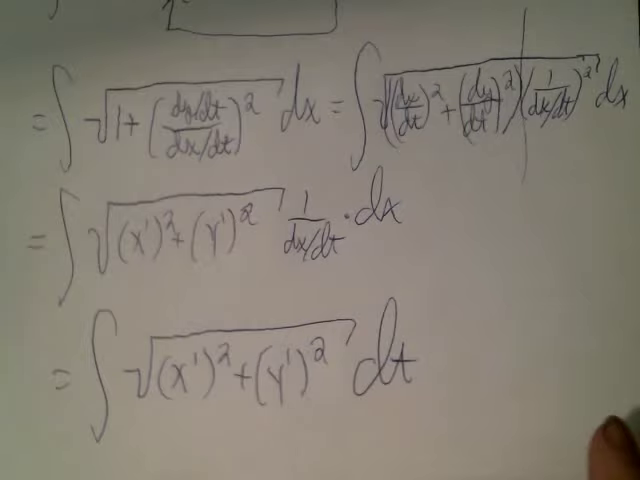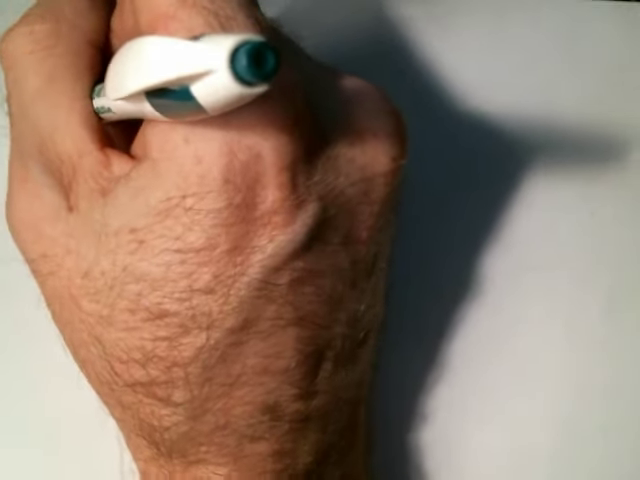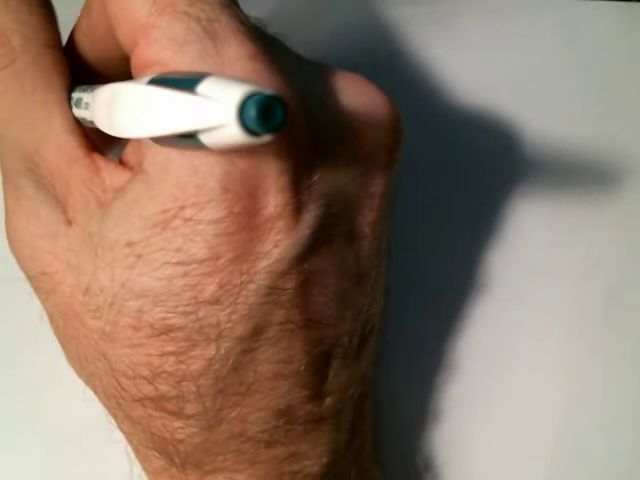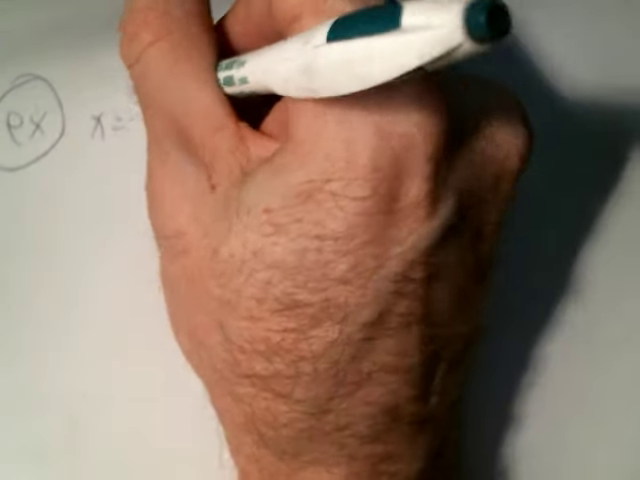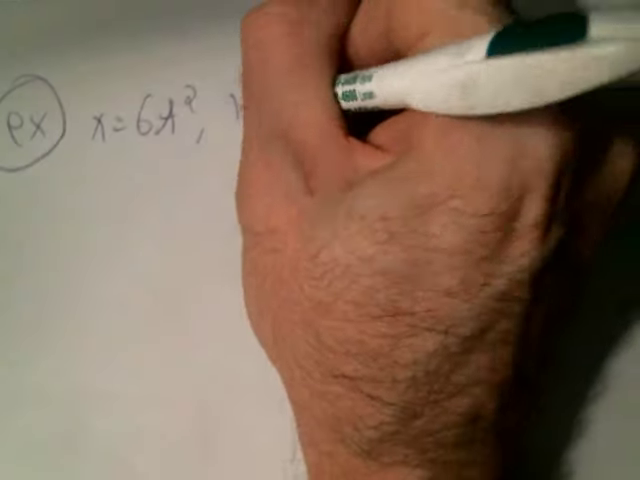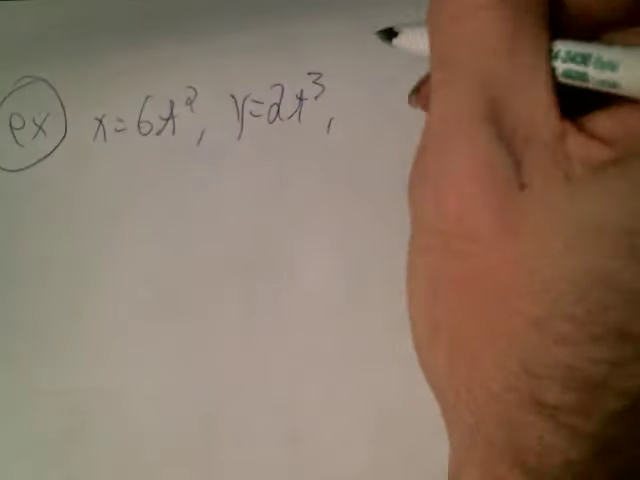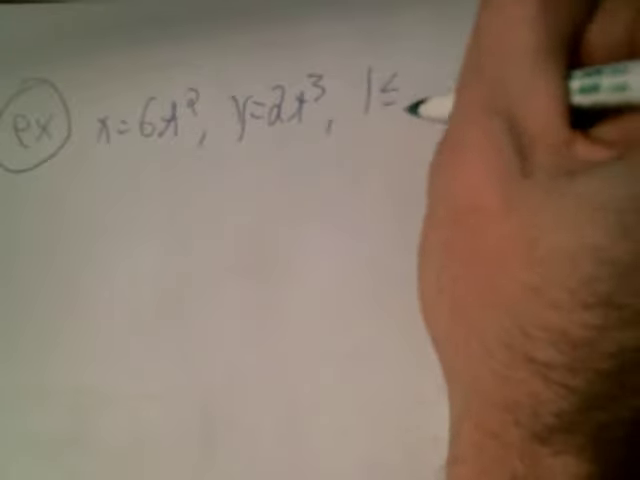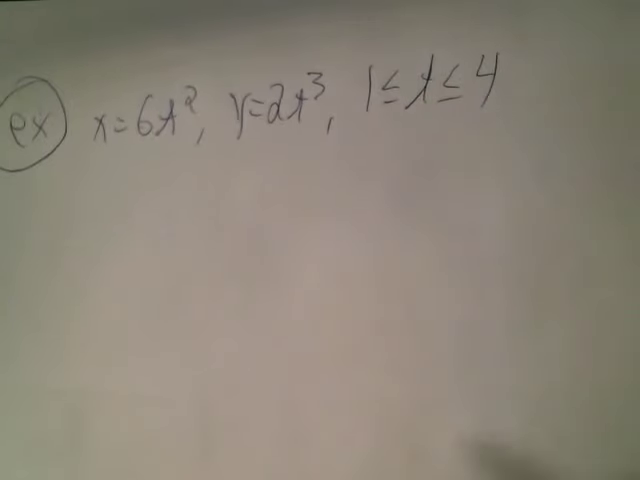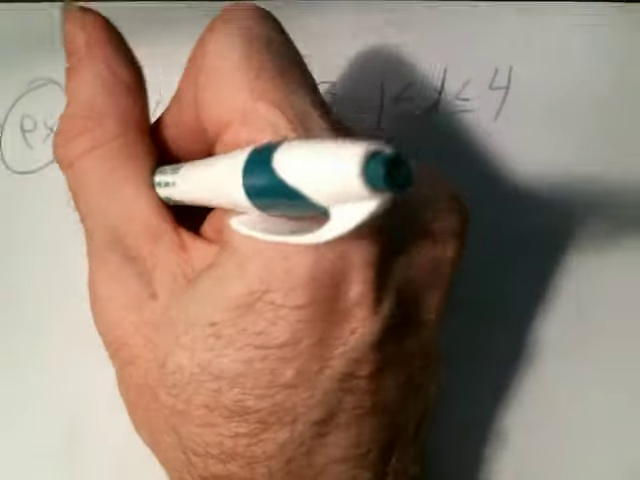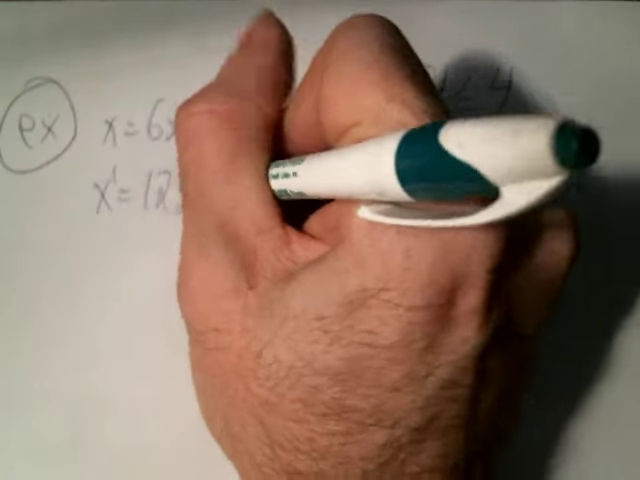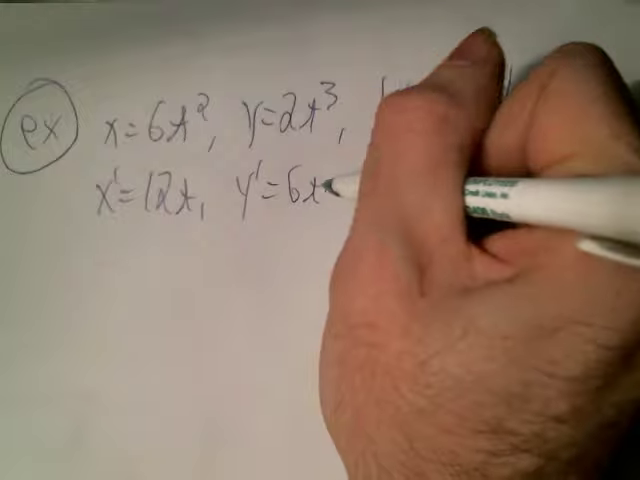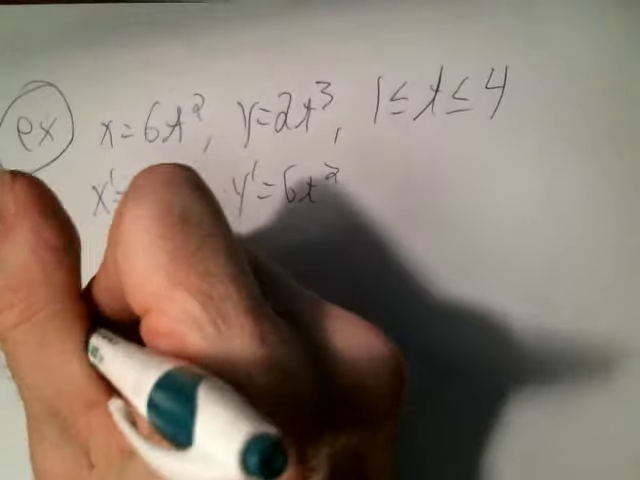Okay. The problems in the book are pretty simple. They'll give you the information you need. So this is like, I don't know what problem this is. I cannot read my own writing. So we'll just call it an example. They give you the formula, your parametric equation, x equals 6t squared, y equals 2t cubed, and they're going from 1 to 4. Okay. So I'll take derivatives. X prime is 12t, y prime is 6t squared. I plop those into my formula.